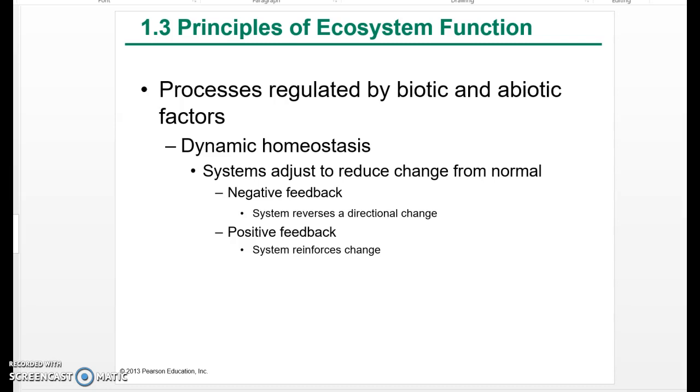Processes are regulated by biotic and abiotic factors. This is really important right here: positive and negative feedback loops. Positive feedback loops are actually really bad for the environment, because we're really used to seeing the word positive meaning a good thing. Well, in terms of feedback loops in the environment, it's actually a bad thing. Positive feedbacks reinforce that negative behavior. Negative feedback loops actually reverse the directional change and fix the problem. And the two of these together are what helps create homeostasis in the environment, which means it helps to bring back that equilibrium, that area where everything's back to normal again.